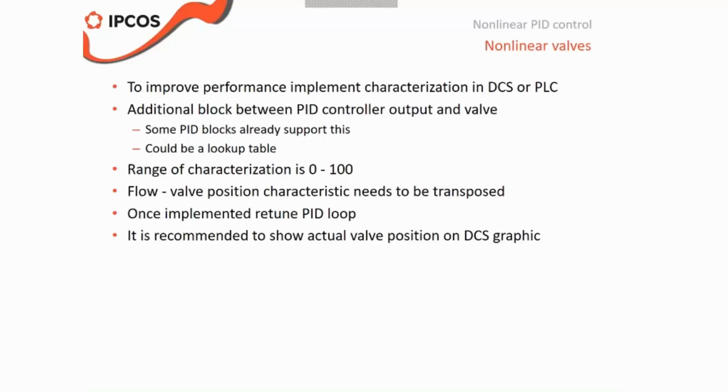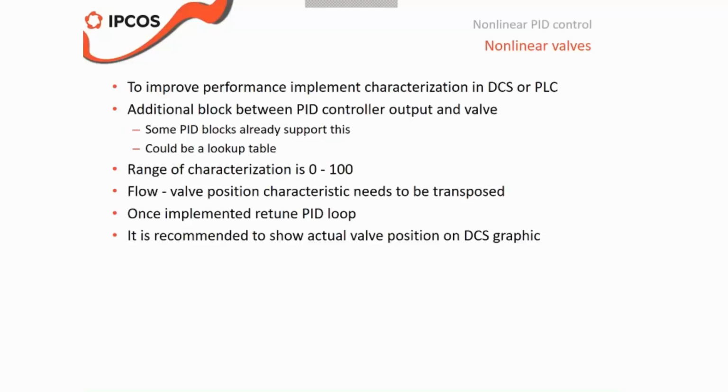You have to make sure, if you do that, that the characterization is between 0 and 100%. If you get this characterization from a flow to OP plot, then make sure that you actually scale the flow so it is between 0 and 100% before you implement it in the DCS. Also, what's good to keep in mind is that if you plot flow against the valve position and you want to put this in a DCS, just make sure that you transpose this characteristic.